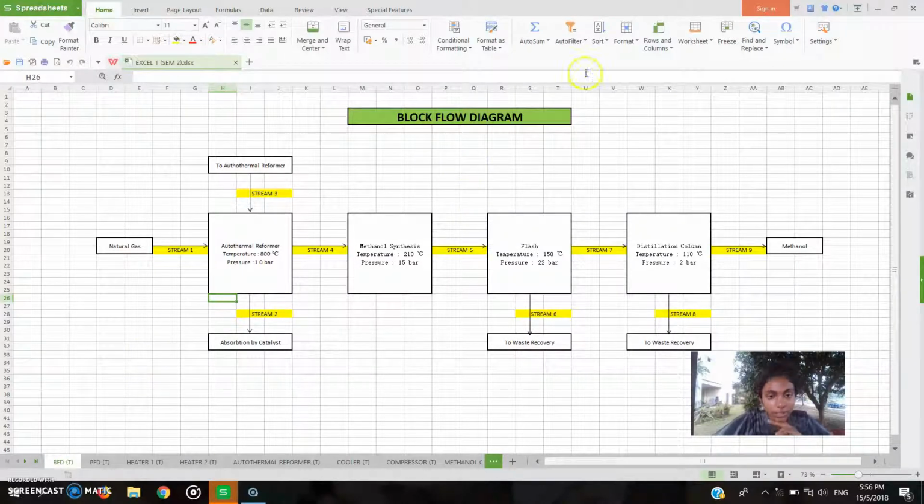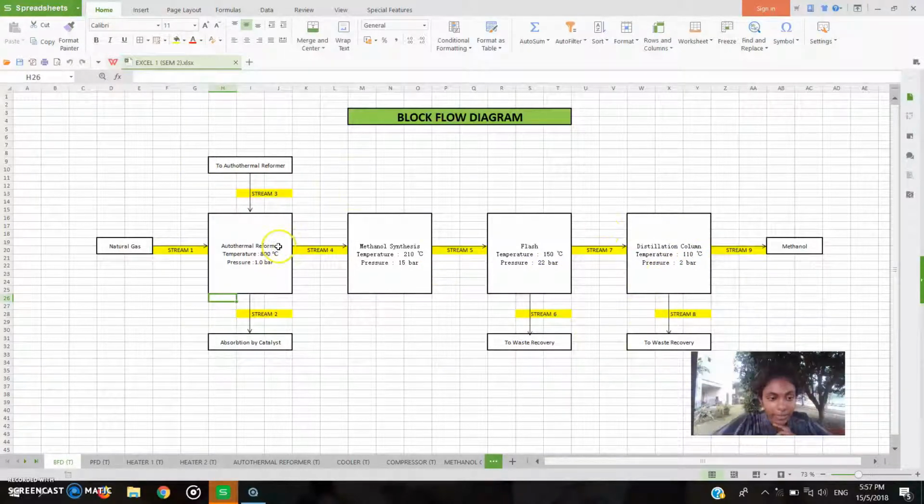So first I would like to start with the block flow diagram. In this block flow diagram, first we have four reactors, which is autothermal reformer, methanol converter, flash, and distillation column. Autothermal reformer, the temperature is 800, pressure is 1. Methanol converter is 210 and 15 bar. Flash 150 degrees Celsius and 22 bar. Distillation column is 110 degrees Celsius and 2 bar.